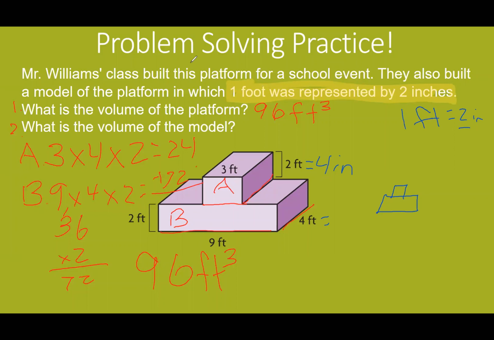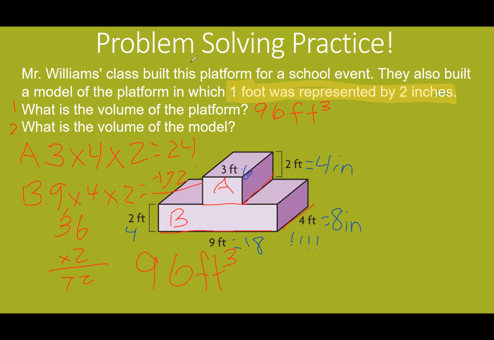If it's 4 feet, that means for every foot there's 2 inches. And if I have 1, 2, 3, 4 feet, it's going to be 2, 4, 6, 8 inches because it's 4 times 2. What about this 9 feet? How many inches will that be? Right, 9 times 2 is 18. And what about this 2 over here? 2 times 2 is 4. And don't forget this 3 up here. 3 times 2 is 6.